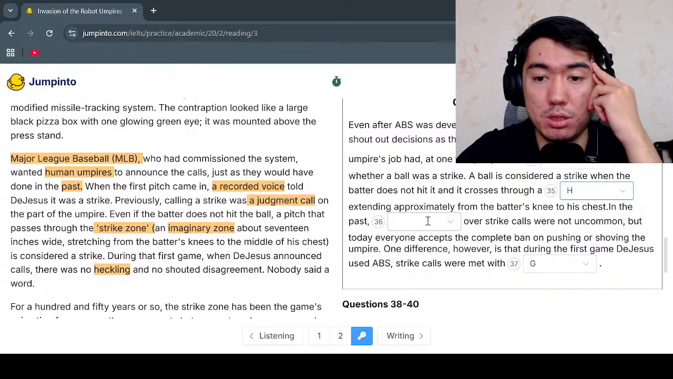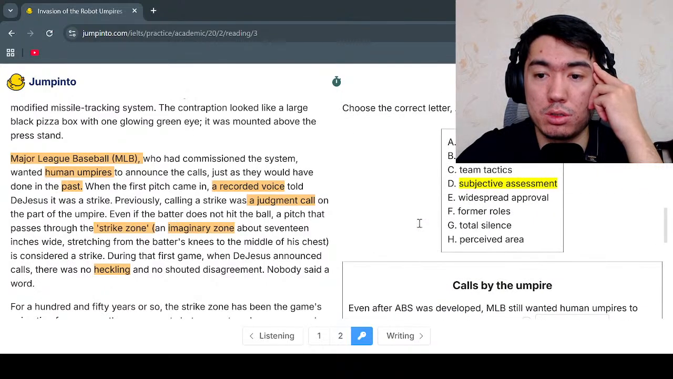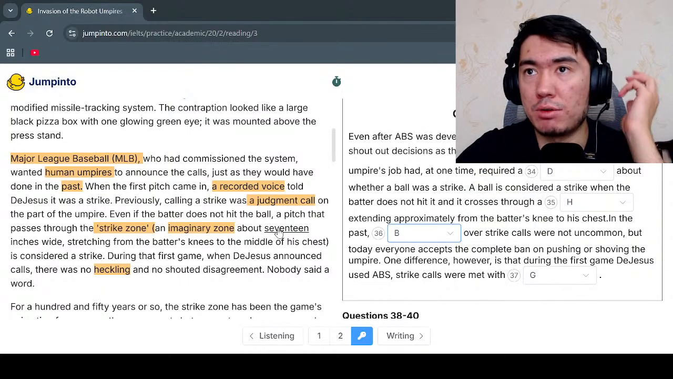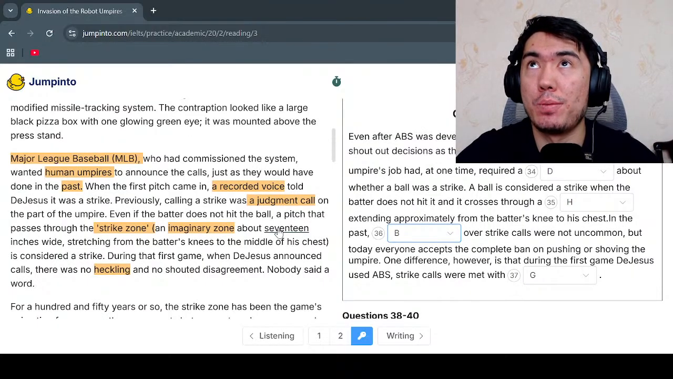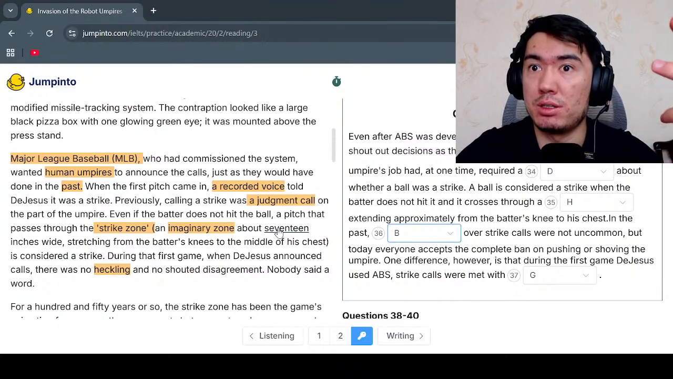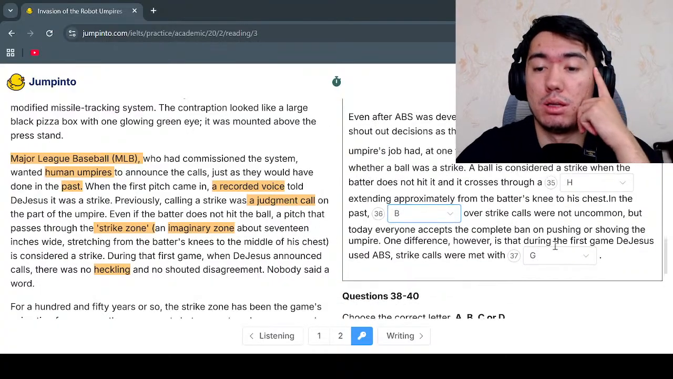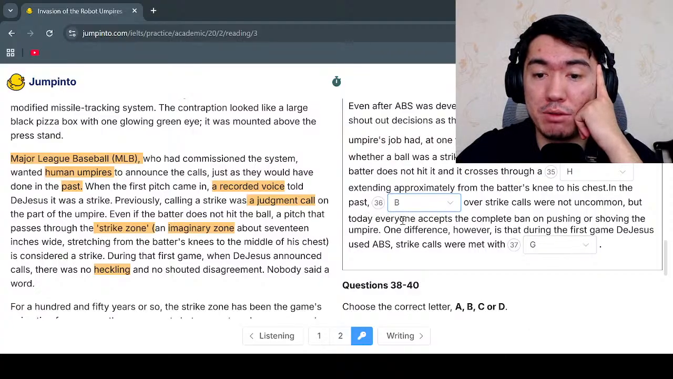In the past, disputes over strike calls were not uncommon. Dispute means disagreement, right? People shouted at the umpire before, like they do at the referee, like VAR, about the offside. No, not about the offside, about like penalty or something like that. Like subjective calls. But today everyone accepts the complete ban on pushing or shoving the umpire.